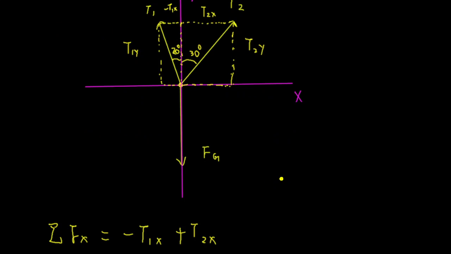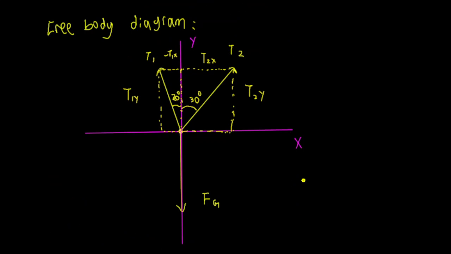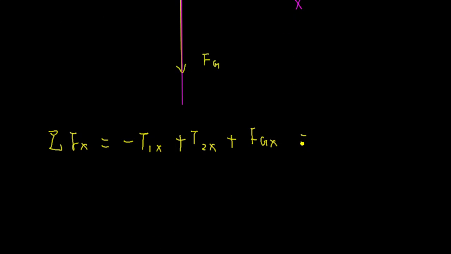Okay. Of course, we have to look at the gravity force in the x direction here. So we have to add the gravity force in the x direction. That's it, right? There are only 3 vectors here. 1, 2, 3. So I write them all down, right? And that's supposed to sum up to 0.